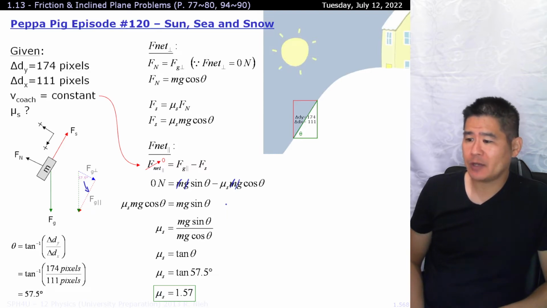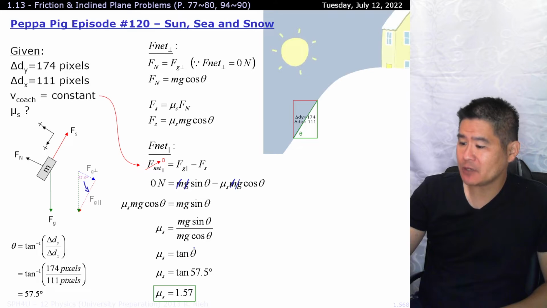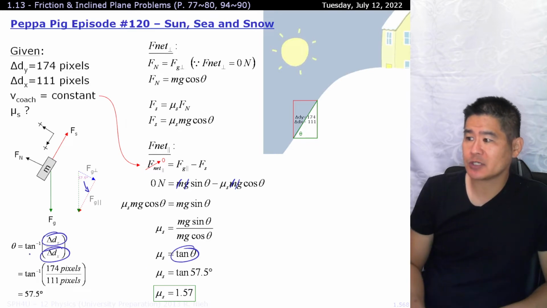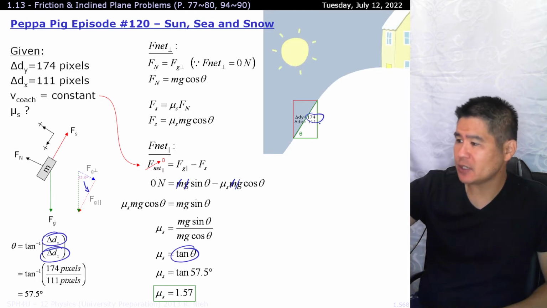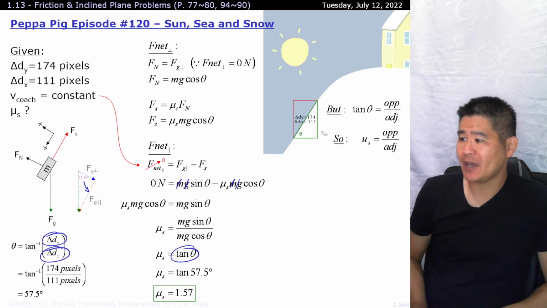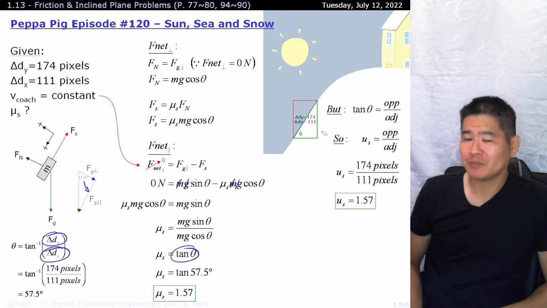One last thing I want to point out is that, yes, this is the mathematical proof of a much simpler formula. If you really think about it, by definition, tan of theta is equal to opposite over adjacent. So really, these numbers over here would have given us the answer right from the get-go. Instead of doing all these calculations, all we had to really do was divide 174 by 111, and there you go. There's the answer, super fast.